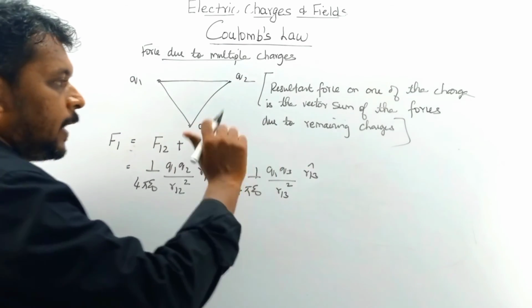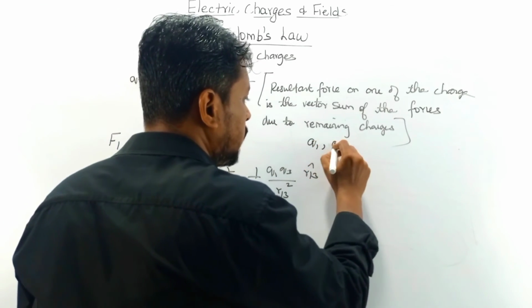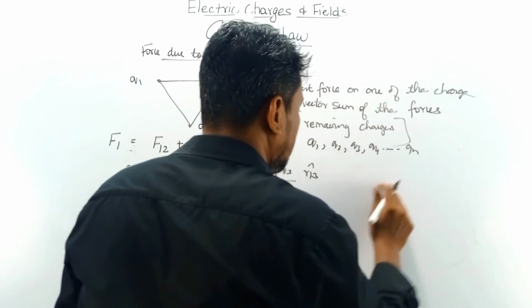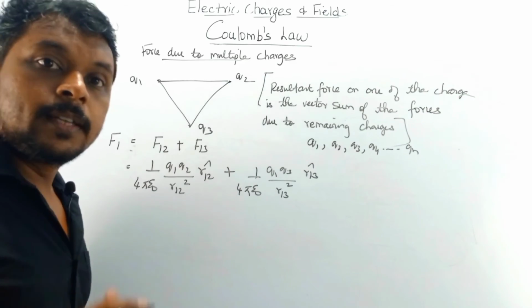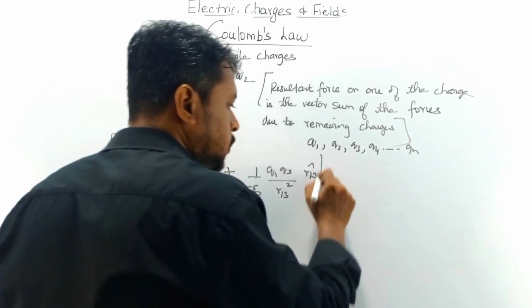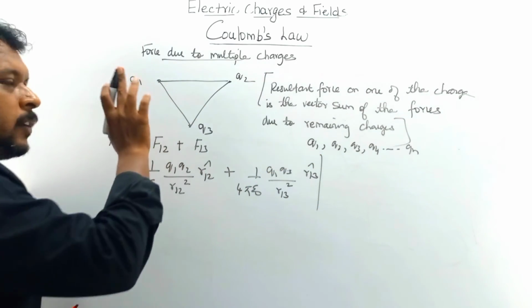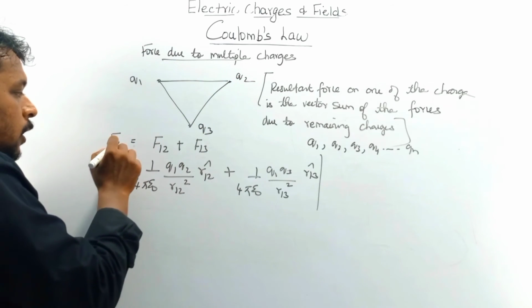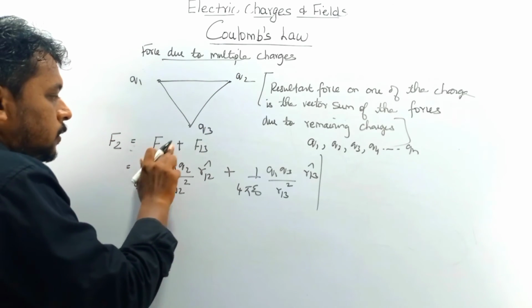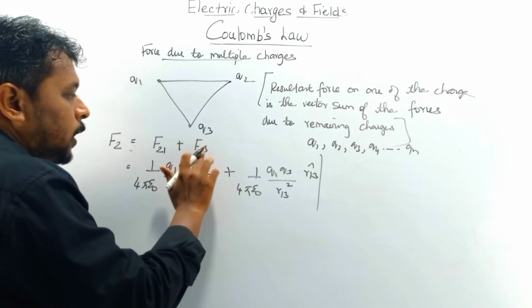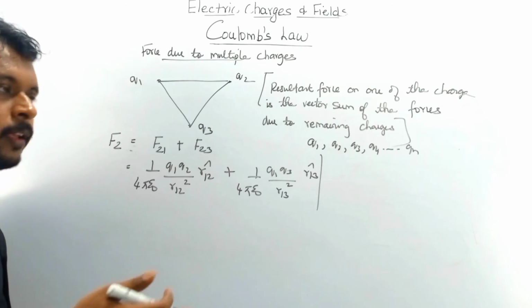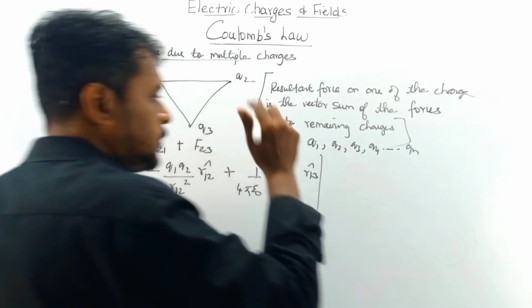Now if I have multiple charges Q1, Q2, Q3, Q4, up to Qn, what is the resultant force on one of the charges? Here I will take an example as 1. It could be either 2 or 3. If I write 2 here, the forces represented will be F21, F23. So accordingly the formula could be changed.